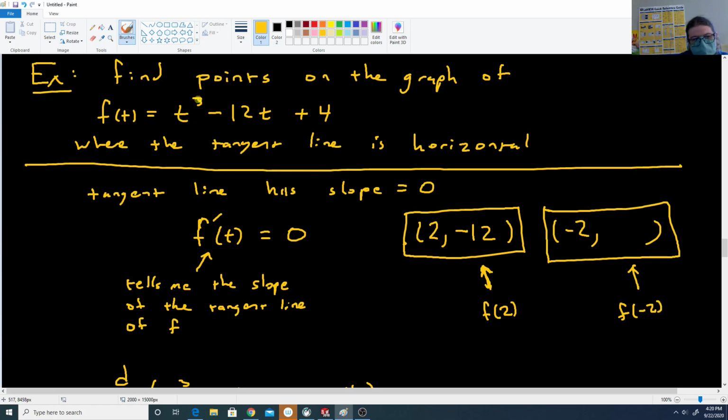Okay, so negative 2 cubed is negative 8. Negative 12 times negative 2 is positive 24. So negative 8 plus 24 is 16. 16 plus 4 is 20, so that should be negative 2 and 20. And that wraps that example up. That's example 3 from the textbook.